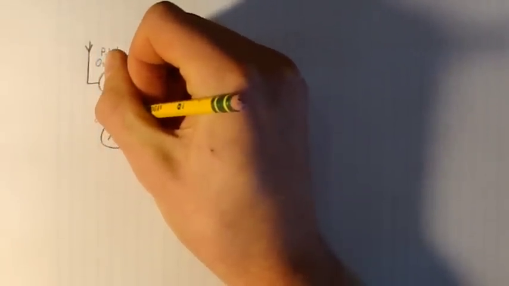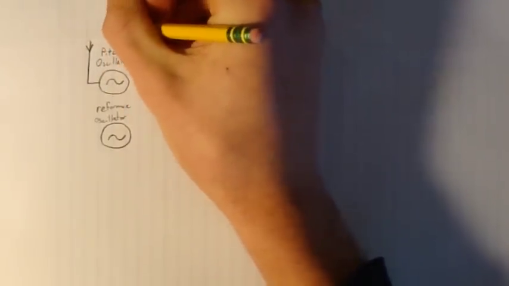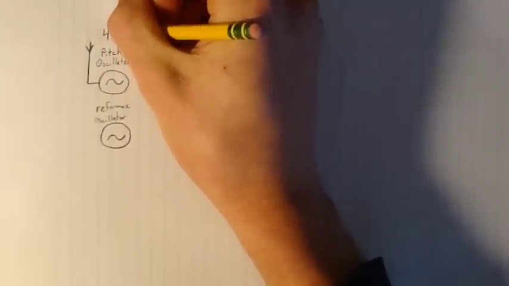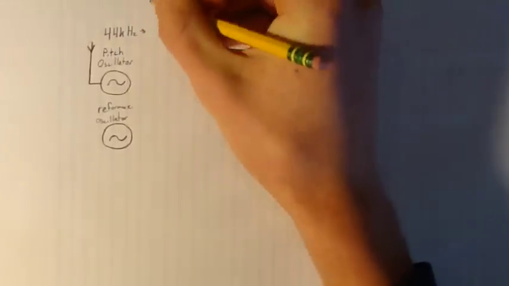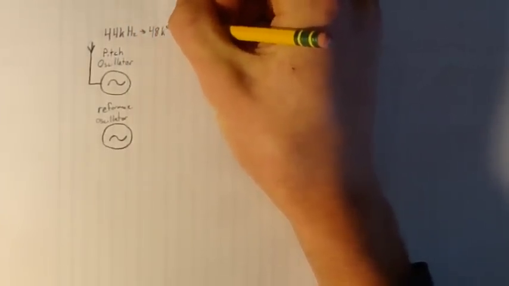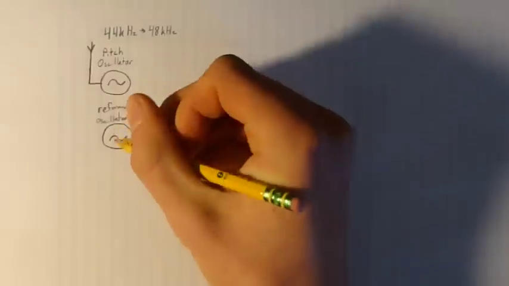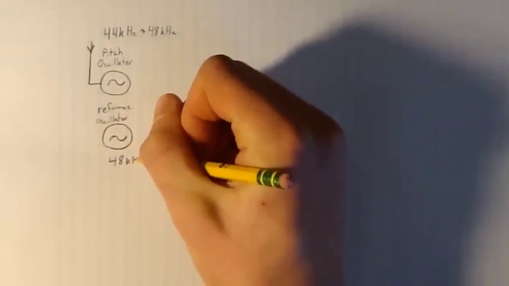This oscillator oscillates at radio frequency. Now, your ears cannot hear radio frequency, so a reference oscillator must also operate at a frequency similar to it. In this circuit, the pitch oscillator operates anywhere from 44 kilohertz to 48 kilohertz, and the reference oscillator will oscillate at 48 kilohertz.